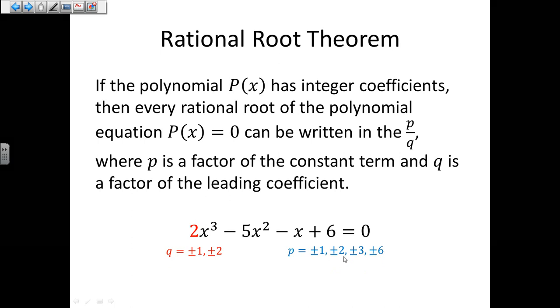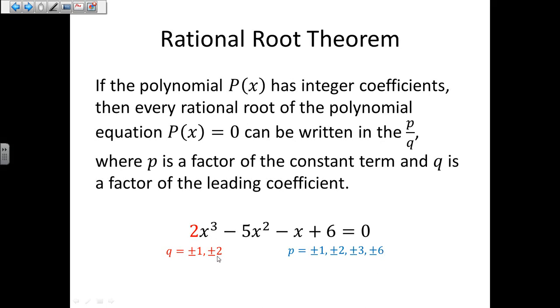Then we'll take 1, 2, 3, and 6 and divide by 2. Now if there's any repeats, it doesn't really mean anything, so don't list repeats. What I mean is when you take 2 divided by 2, you're going to get 1. Well, that's already covered with 1 divided by 1.